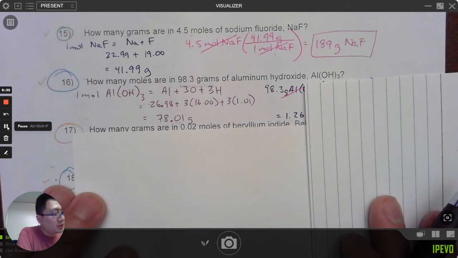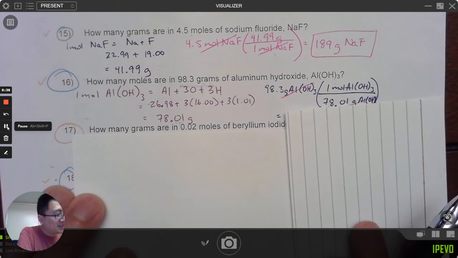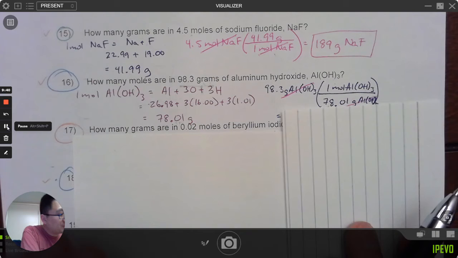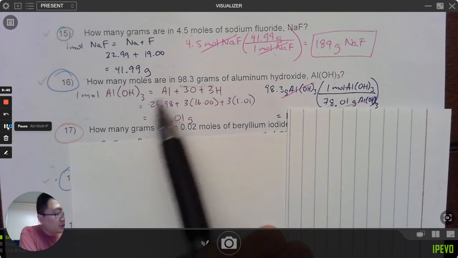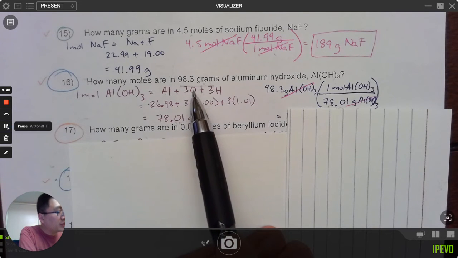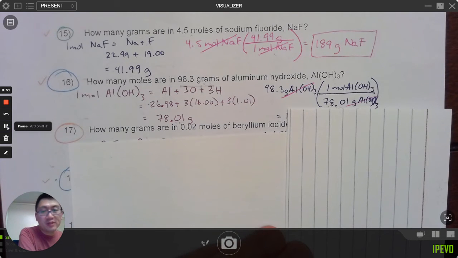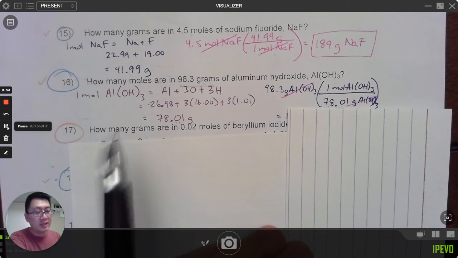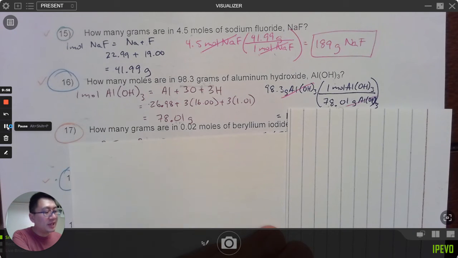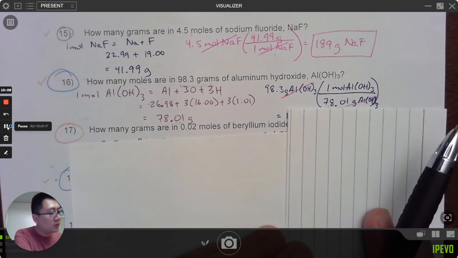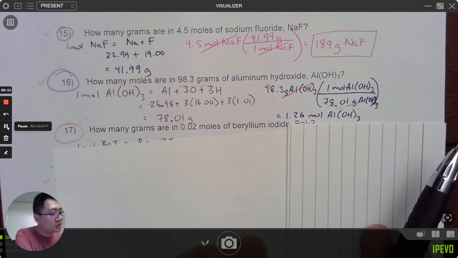Next one, question number 16. For this one, how many moles are in 98.3 grams of aluminum hydroxide? We first need to know how much 1 mole of aluminum hydroxide weighs. And that is 1 aluminum, 3 oxygens, 3 hydrogens. Adds up to 78 is what I got. So 1 mole weighs 78 grams. We have 98 grams. How many moles? It will be 98 divided by 78, or on my calculator, I got 1.26.